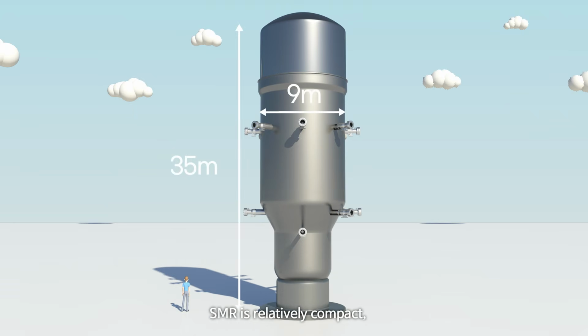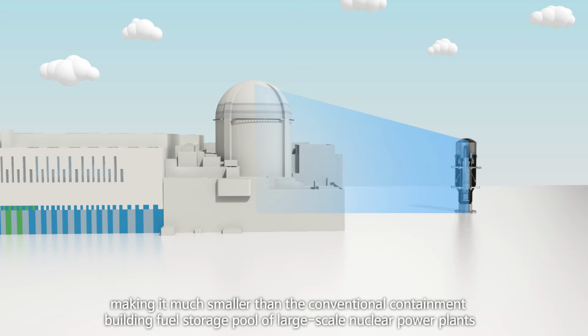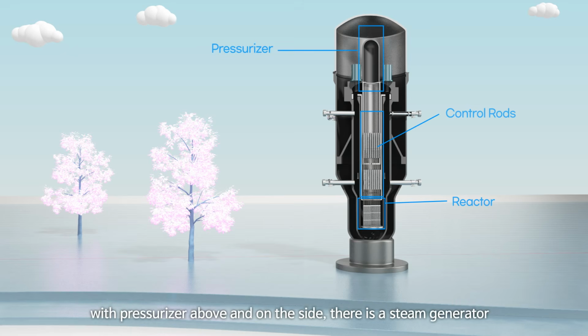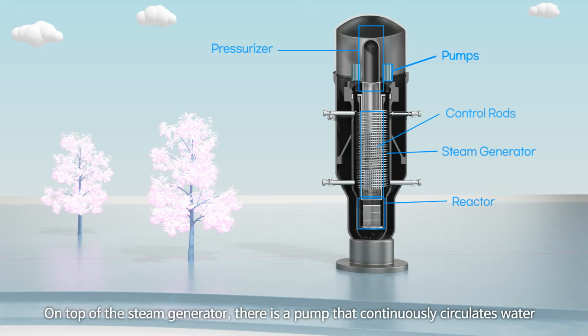SMR is relatively compact, standing about 35 meters tall with a diameter of around 9 meters, making it much smaller than the conventional containment building of large-scale nuclear power plants. It includes the reactor and control rods below with pressurizer above, and on the side there is a steam generator. On top of the steam generator there is a pump that continuously circulates water.